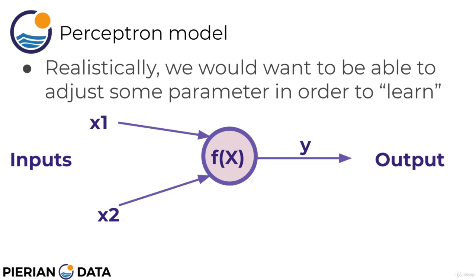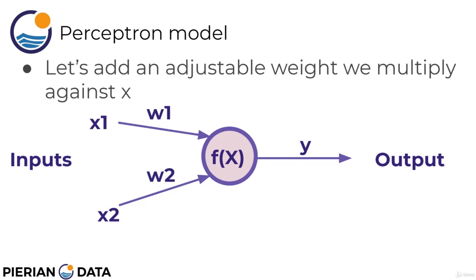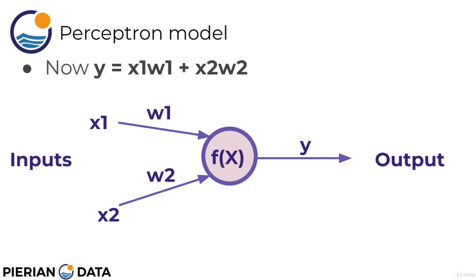So realistically, we would want to be able to adjust some parameter in order for the perceptron to learn. Right now, there's no real way for the perceptron to adjust its ability to learn, to kind of correct the output of y. So what we can do is add in adjustable weights that will multiply against these inputs of x. So what we're going to say here is that we'll take in each input of x and apply it to its own weight. And then we can adjust that weight as necessary in order to get the correct value of y, or the expected value of y that maybe we're performing some sort of supervised learning on.